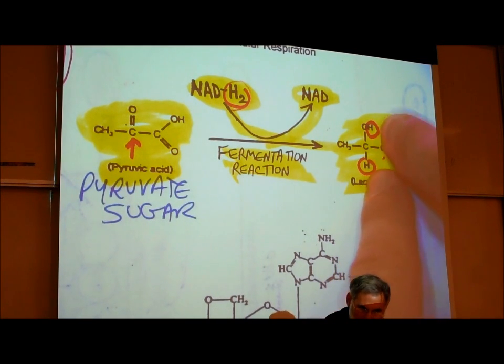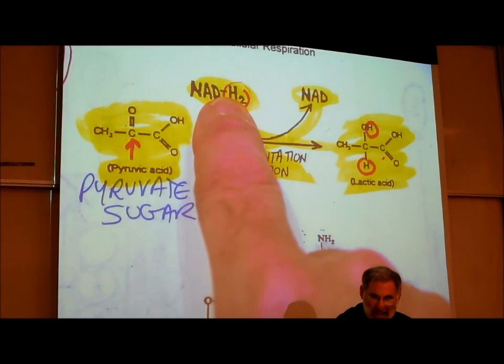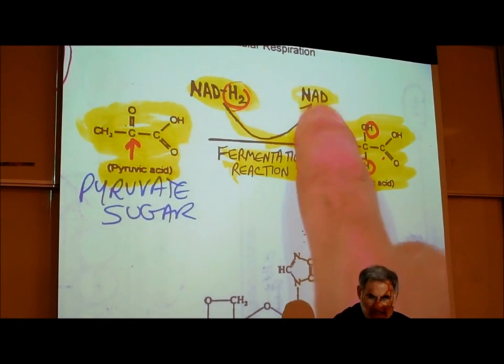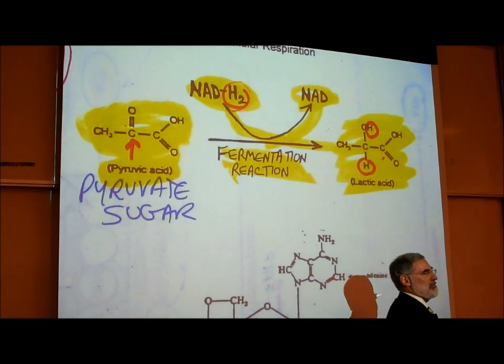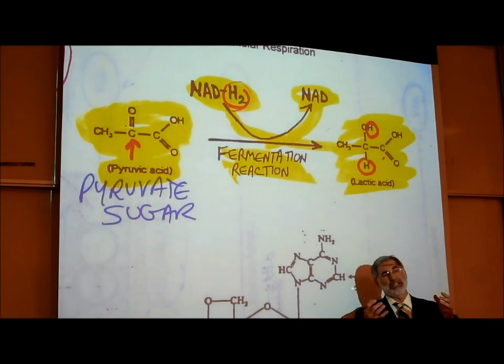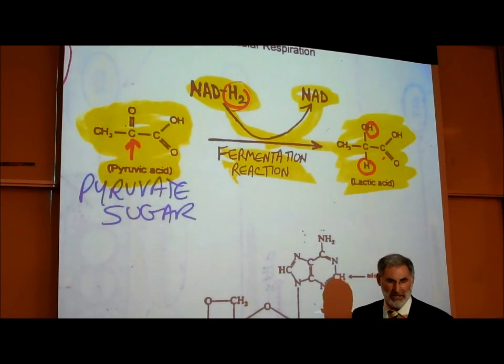See them? I've circled them. All right? And you'll notice the NADH2 became NAD. So that's what lactic acid is. It is simply the pyruvate sugar that has regained those 2 hydrogens that had been removed from it.